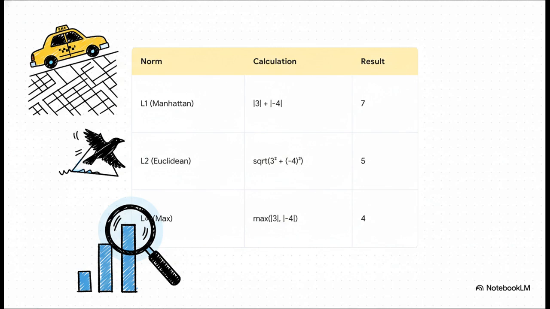And finally, the L infinity norm, it just looks at 3 and 4 and picks the biggest one. So 4. You see that? Same exact vector, 3 totally different answers for its length.